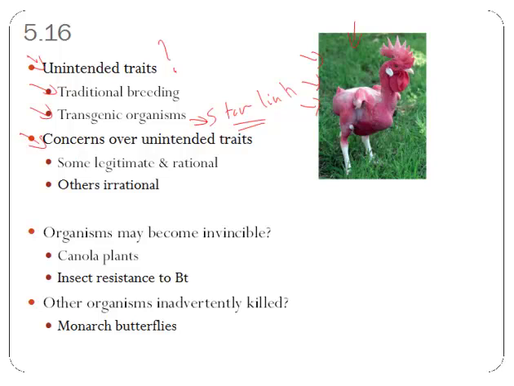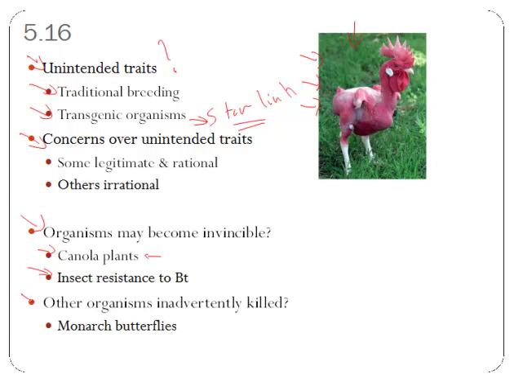Other concerns, some of them are legitimate and rational, and others are not, and we'll talk about those on the next slide. Organisms that may become invincible. In areas where they grow canola, they've added genes to make them resistant to herbicides. However, if those canola plants start growing outside of the farm, maybe in people's gardens, then people can't simply spray and kill them off. They have to actually pull them out, so they become a nuisance weed. Insects could become resistant to Bt, so then those Bt crystals would no longer work, and we'd have to go back to spraying them again.